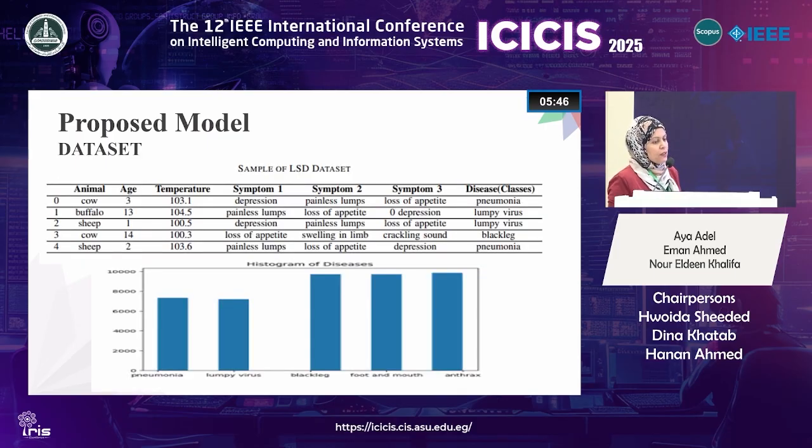This table presents samples from the dataset, and according to the histogram, we know the Lumpy and Pneumonia classes have the smallest number of samples, and it leads to an unbalanced dataset.